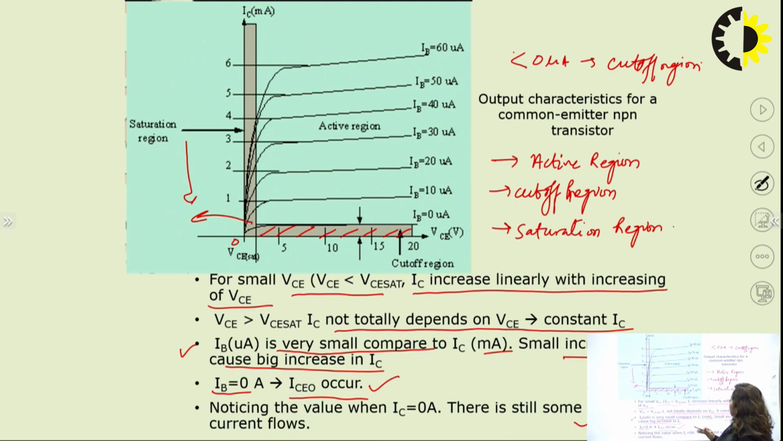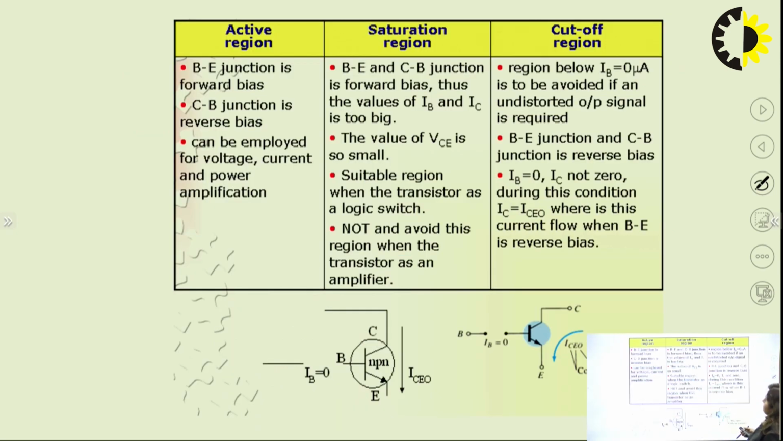Either it can be a common emitter, common collector, or common base configuration. On the basis of these parameters, we can divide these regions: the first is the active region, the second is the saturation region, and the third is the cutoff region. Here the base and emitter junction is forward biased in the active region. The collector base junction is reverse biased in the active region.